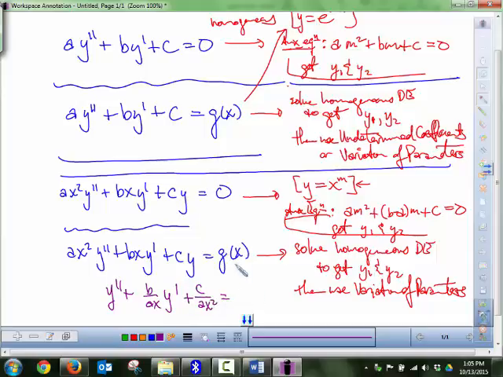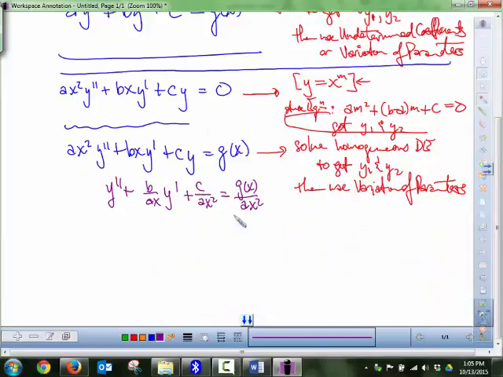More importantly, this thing, g of x divided by ax squared, that's the one that you use for your modified Wronskians in the variation of parameters. Okay?